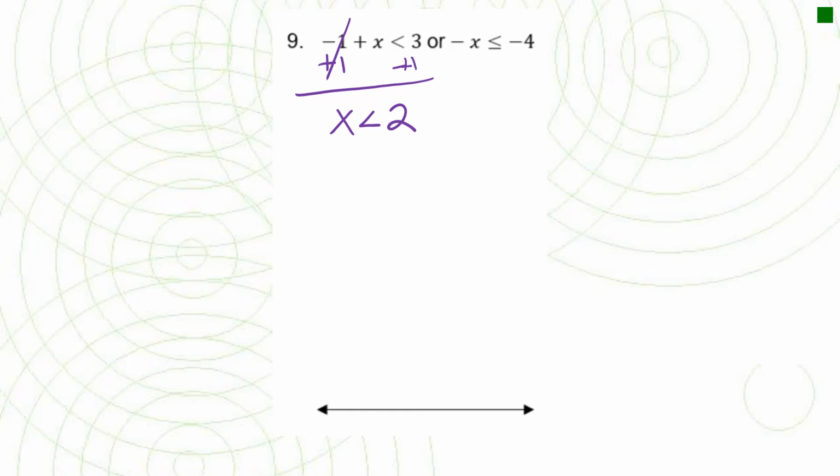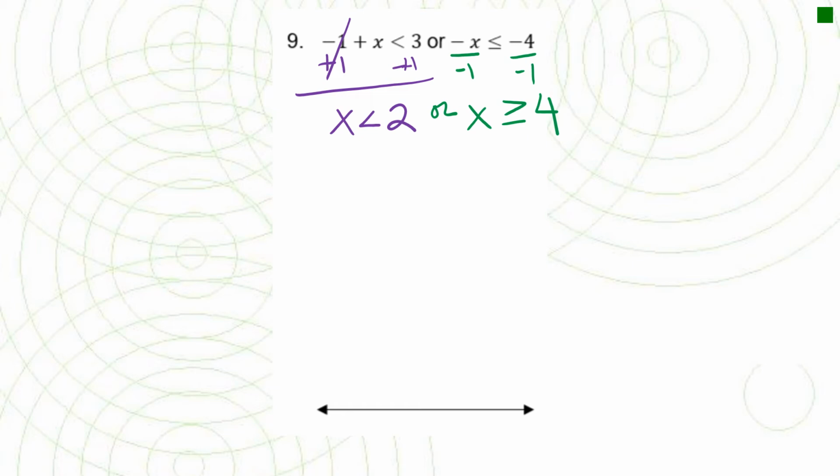Okay, now I'm going to solve the one on the right. So I have -x is less than or equal to -4. Well, I don't care about -x, I care about x, so I have to divide both sides by -1, and remember when you do that you have to flip your inequality symbol, and then I get a +4. So now I have my two solutions, but this is an OR.